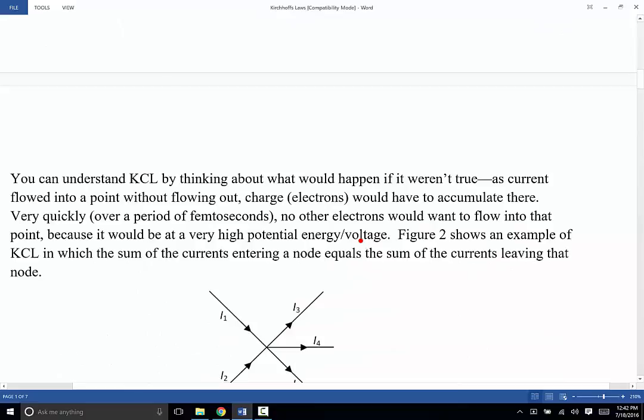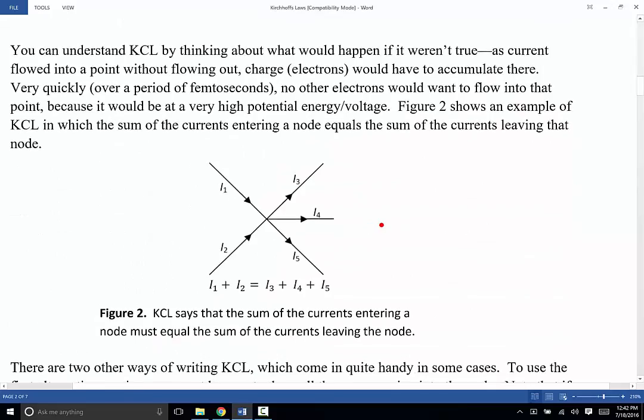So here you can see an example of a node that has 2 currents flowing in, I1 and I2, and then there are 3 currents flowing out, I3, I4, and I5. And so we can write an equation that puts all of the currents that are flowing in on the left and all of the currents that are flowing out on the right. And so that's going to allow us to identify Kirchhoff's current law for this particular circuit diagram.